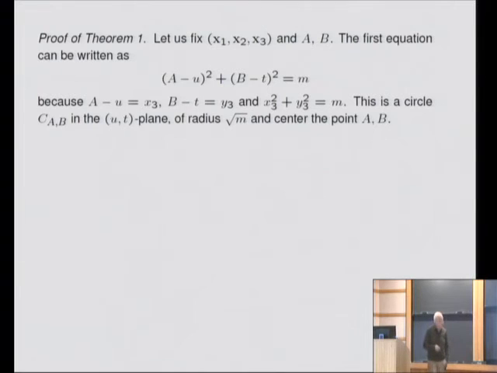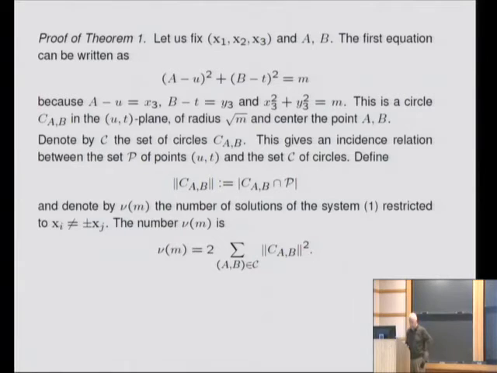So fix the first triple and A and B. And the first equation can be written this way, because capital U was x1 plus x2, right? So A is the sum of x1 plus x2 plus x3, so that's x3 squared and so on. And this is a circle in the UT plane, radius squared M and center AB. Good. Next.